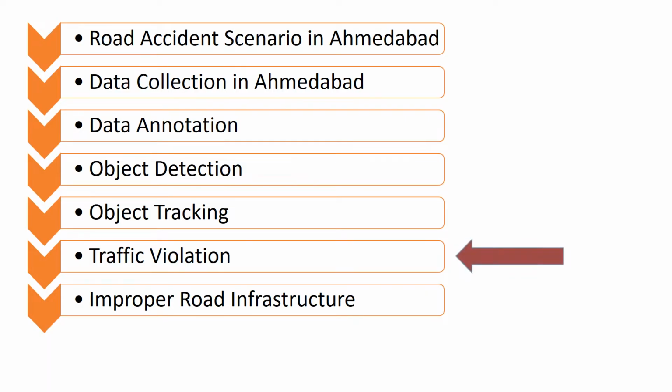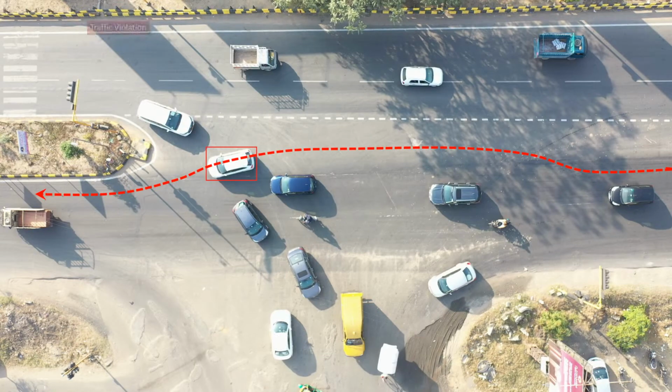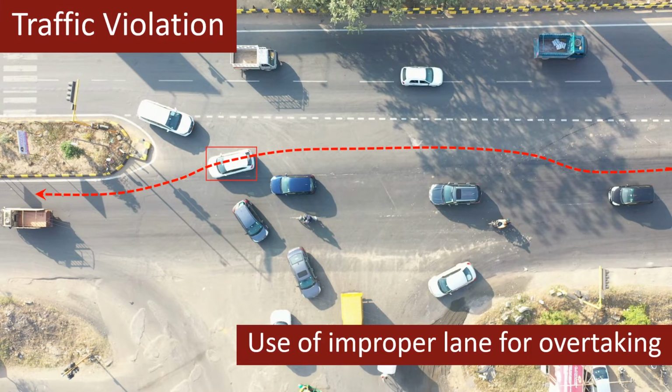Let us look at examples of traffic violations. Shows an example where a car incorrectly uses the lane or area within the T intersection to overtake. This is a punishable offense under motor vehicle driving regulations.